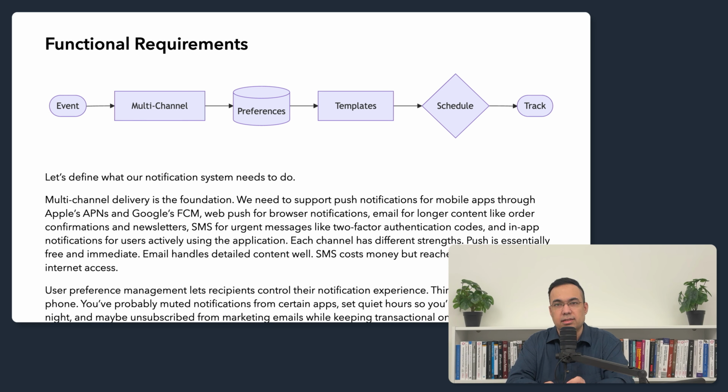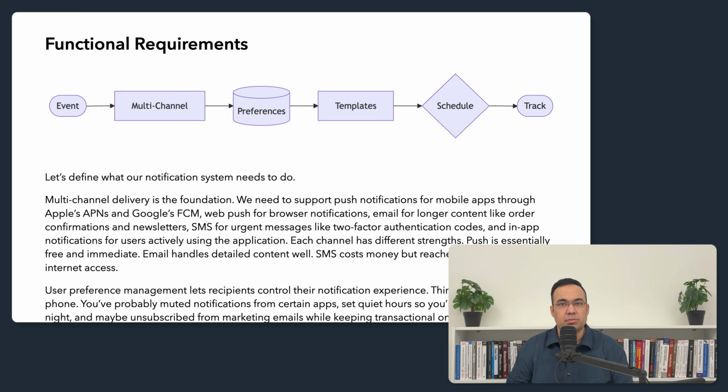Each channel has distinct characteristics worth understanding. Push notifications are essentially free per message and delivered almost immediately, but users can disable permissions. Emails handle detailed content well and provide a permanent record, but deliverability depends on the sender's reputation. SMS costs money but reaches users without internet access and achieves near universal attention.